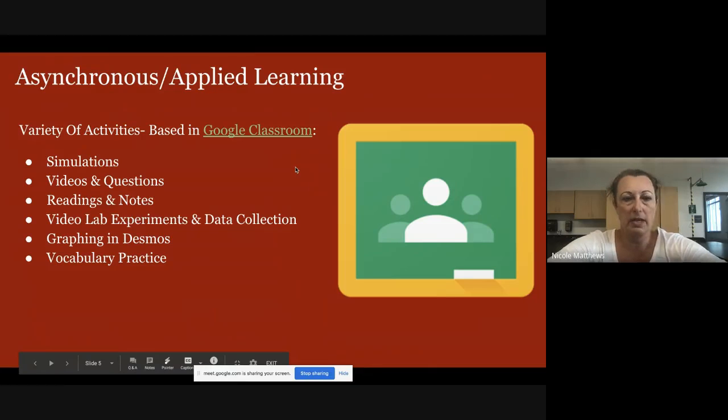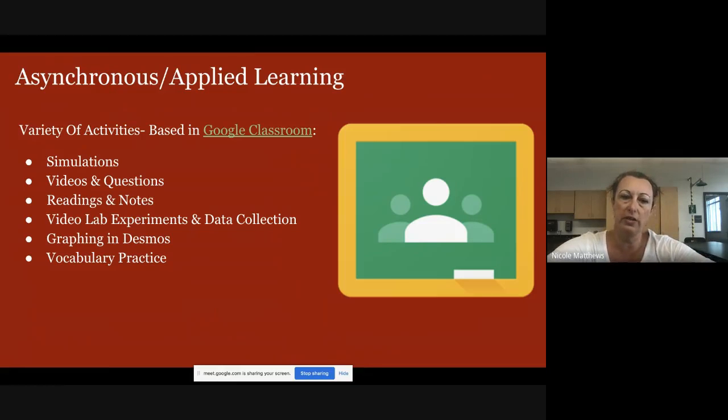Their assignments may include performing some kind of computer simulation and then reflecting on that, watching videos and answering questions, maybe a short reading where they'd be asked to take notes on that. There might be a lab experiment that the teachers will be videoing and recording, and students will collect data on that experiment. And then possibly graphing that data in Desmos on their own during this asynchronous time, as well as some vocabulary practice. The asynchronous activities will be located in Google Classroom.